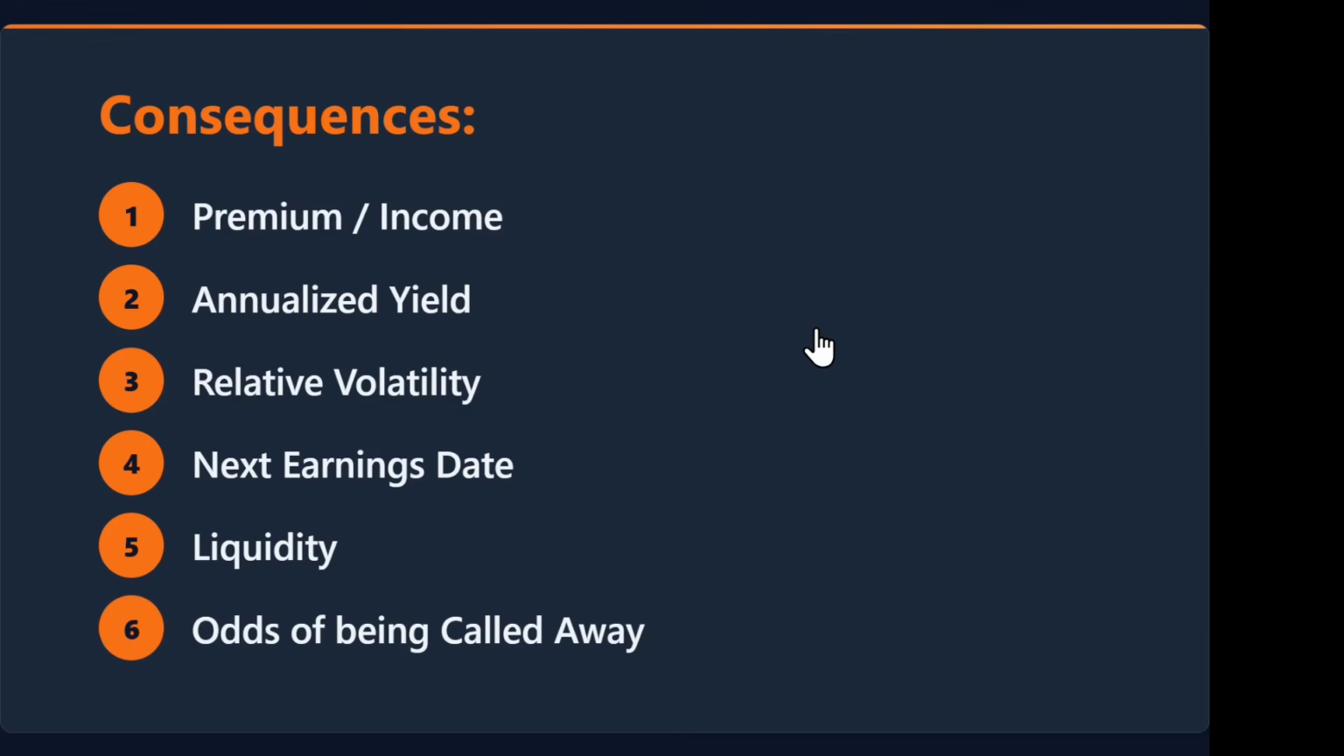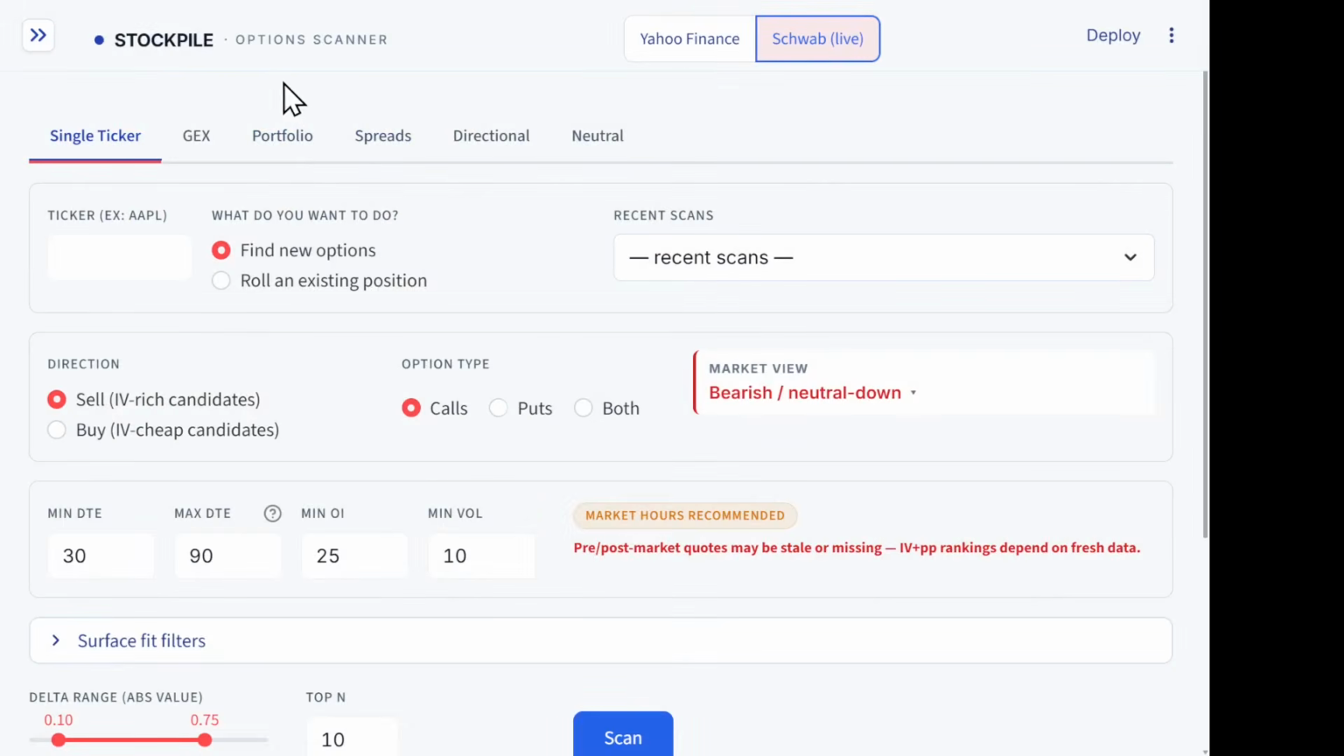That's where a tool can really help you see and understand these consequences. Meet the Stockpile Options Scanner. It's free and open source and available on GitHub, linked in the description. It was mostly made by Claude and me, and a couple of community members extended it with other features. Its only job and purpose in the context of this episode is to help you select a covered call to sell. It can do many other things, but we'll stay focused on covered calls in this episode.